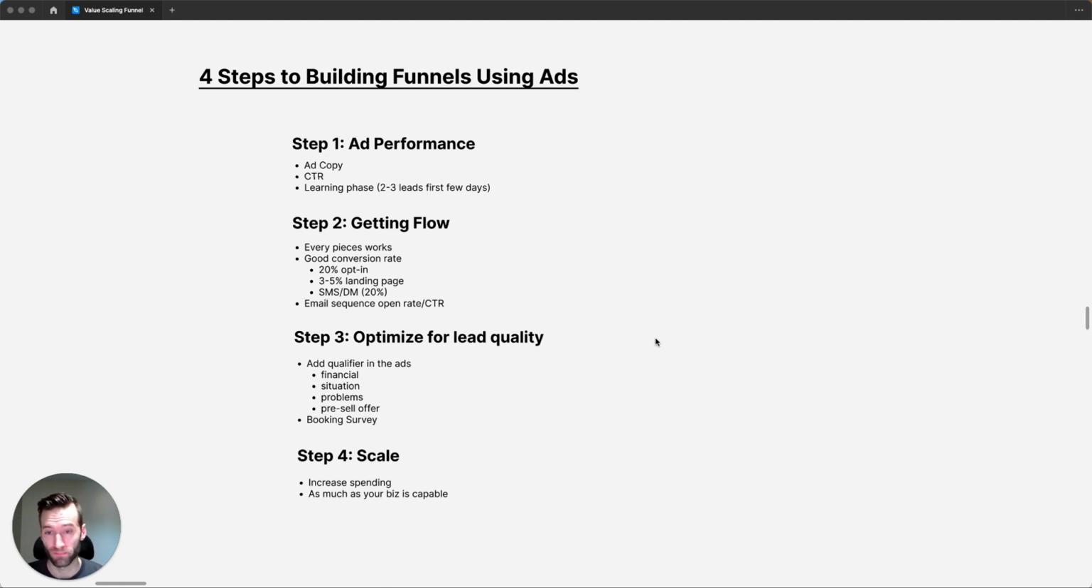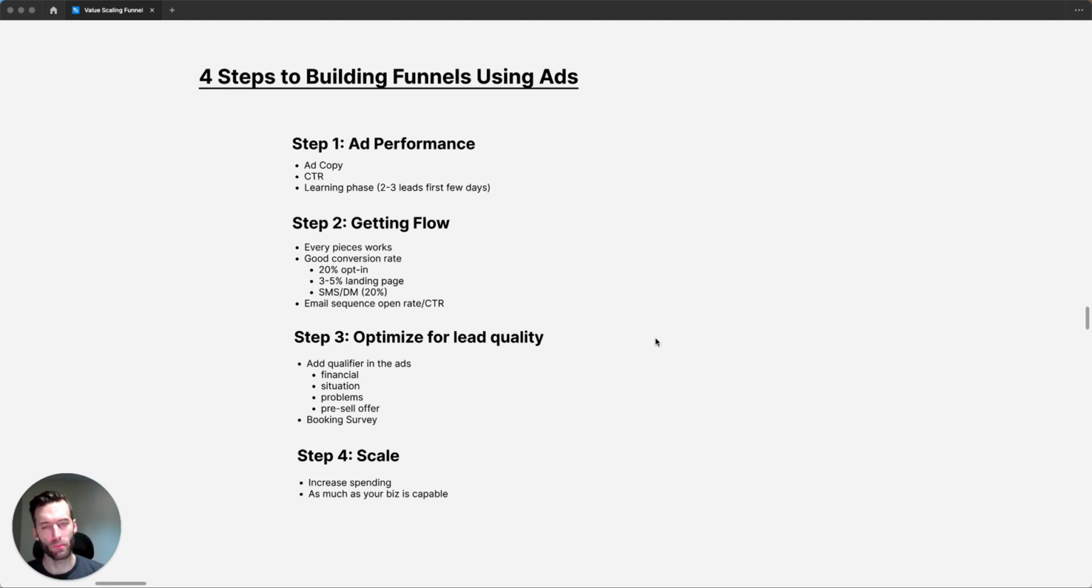It's a few days just to make all those tests, and once you have a winner, you just let it rip. You know that you're going to get clients, and you know that you have successfully completed step one. Your ad performance is successful, so you can go to the next step, which is getting the flow. What I mean by getting the flow is you want a predictable amount of people going into your funnel and going through all the steps. So if people are not opening your emails, for example, you know that your nurturing sequence is not working, so you need to fix that.